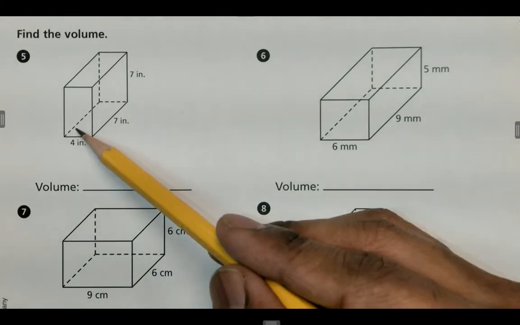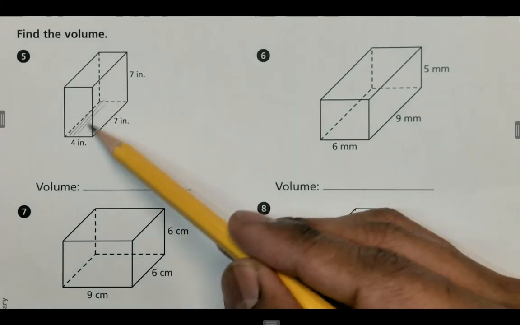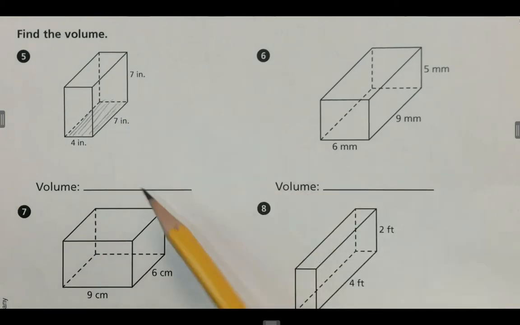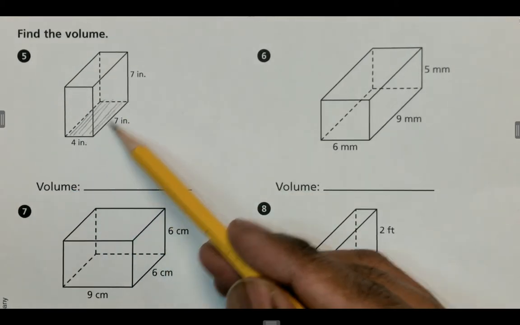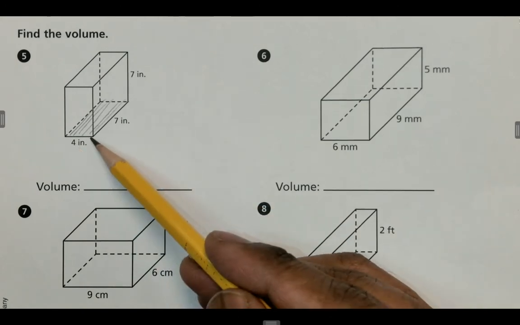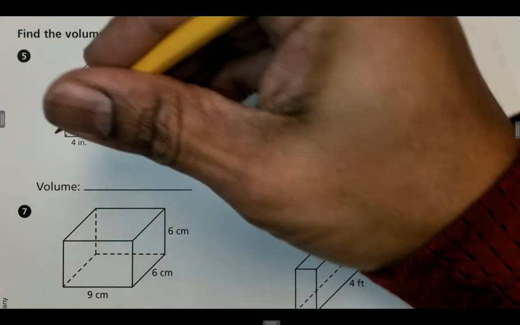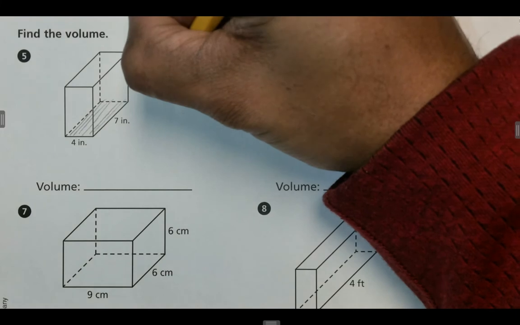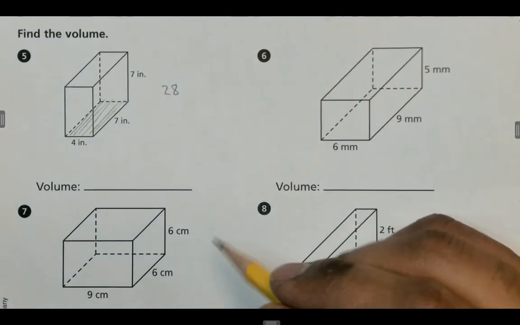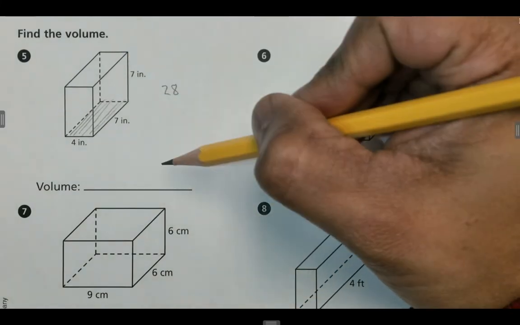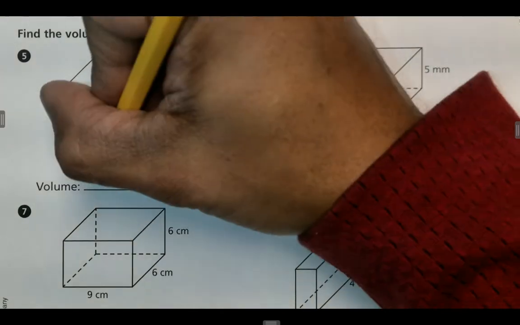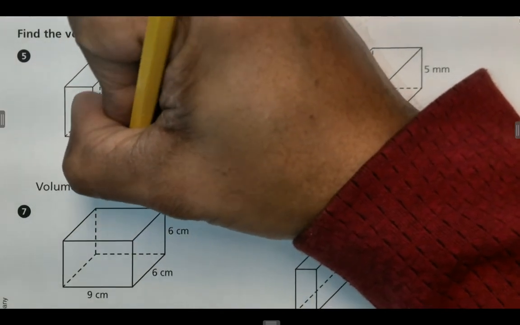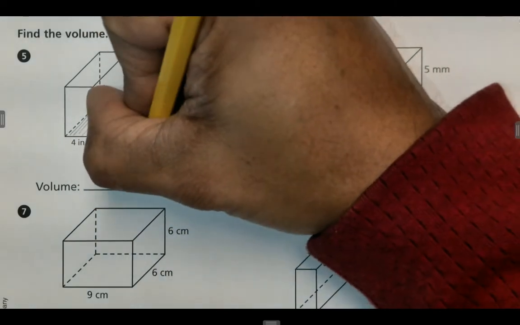So if I look at the base layer or the base face, it's 4 across and 7 deep. The length is 4, the width is 7. 4 times 7 is 28. And then the height is 7. So the volume could be shown as 28 multiplied by 7.